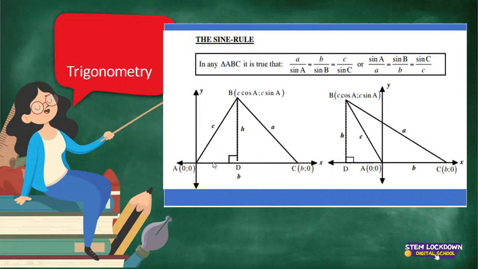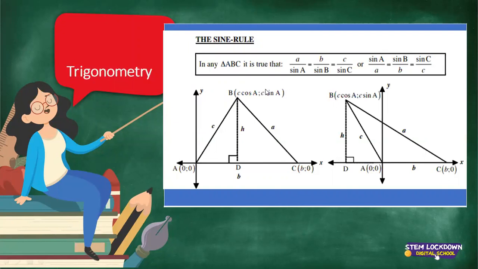Again, if sine A equals h over c, and you cross multiply, your h will be equal to c sine A, the c at the bottom times sine A. So our h here is c sine A, which is our y coordinate.